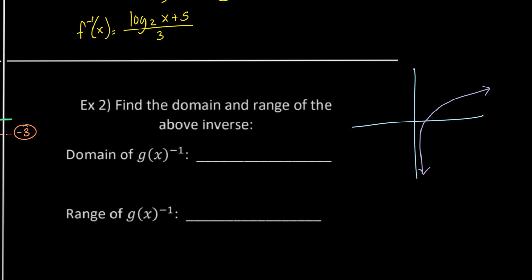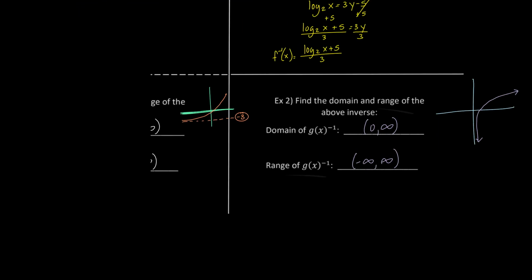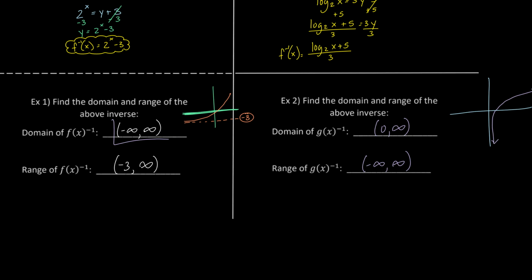What is my domain? Yeah, 0 to infinity. Close enough. No, that would have been wrong. And what's my range? This is all real numbers. Right? They're inverses. So all real numbers for an exponential, for the domain, all real numbers for a logarithm is the range. So x doesn't touch 0, right? X does not touch 0.